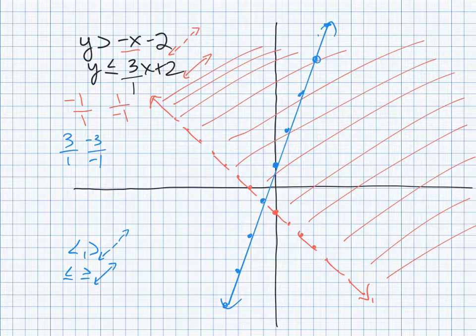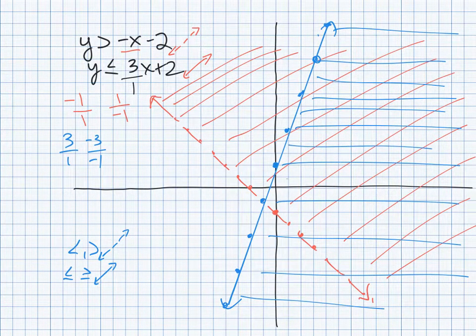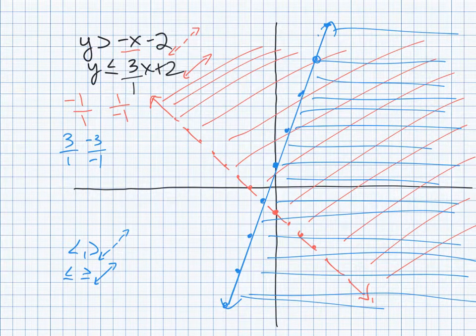Here it says that y is less than or equal to, so we already put the solid line for the less than or equal to. Where do we shade, above or below the line? If it's less than or equal to? Below. So what I like to do is just do my blue, like that. And wherever there's plaid, that is the solution.